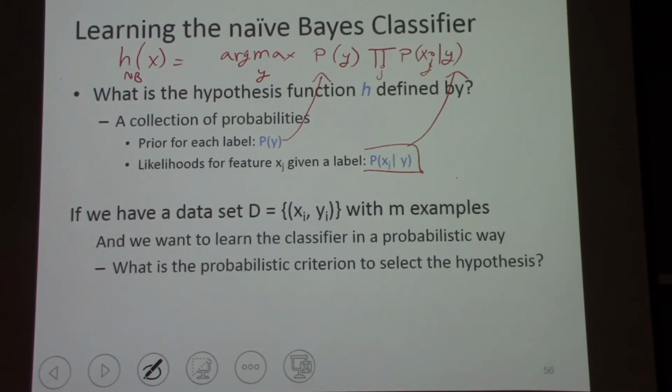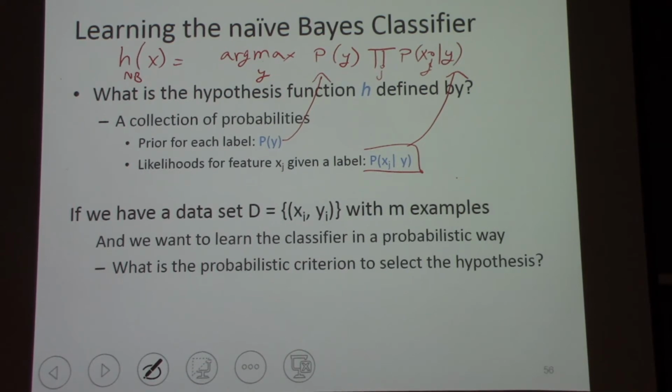In the naive Bayes universe, h of x is simply this collection of probability functions. Learning is to search over the space of these collections of functions and find the one that does what. How do I know that this collection of probability functions is better than another one? What criteria do we have? What's the probabilistic criterion for learning classifiers? Most probable hypothesis. MAP. Maximum a posteriori learning.